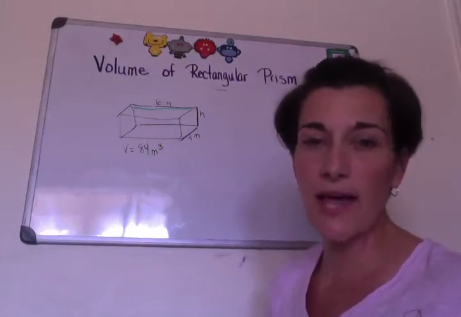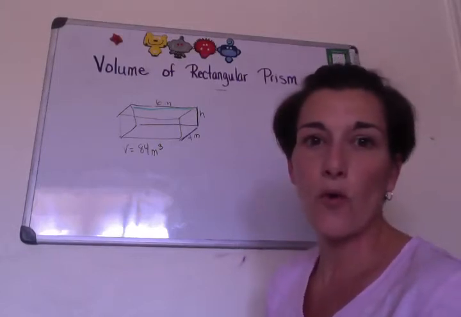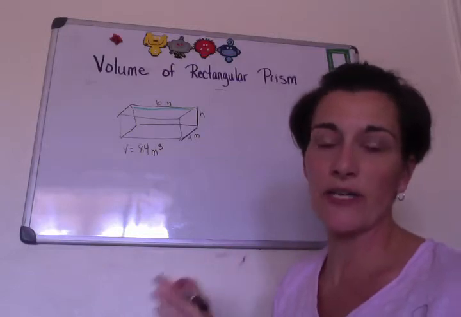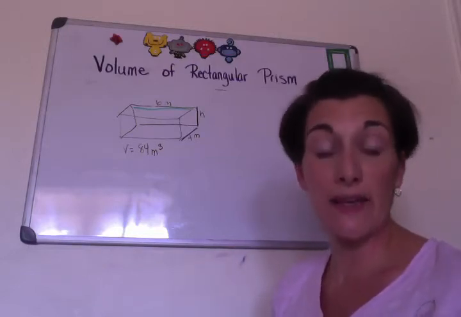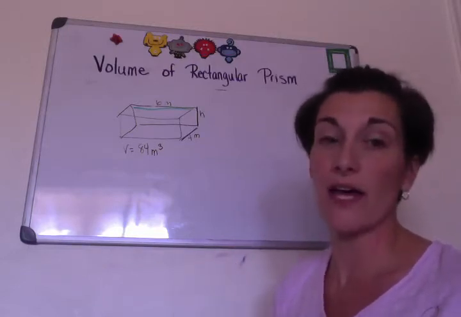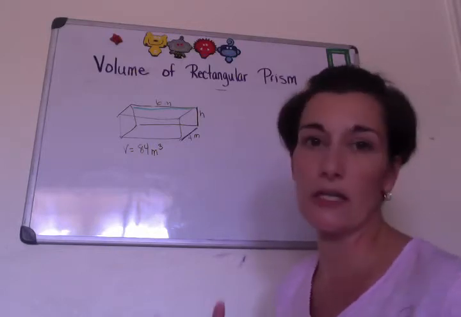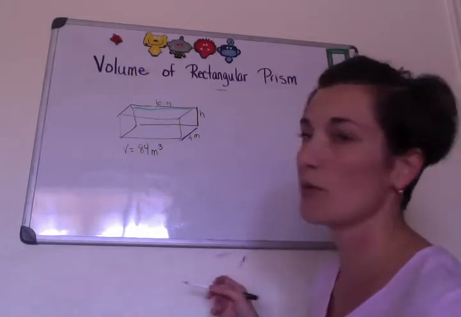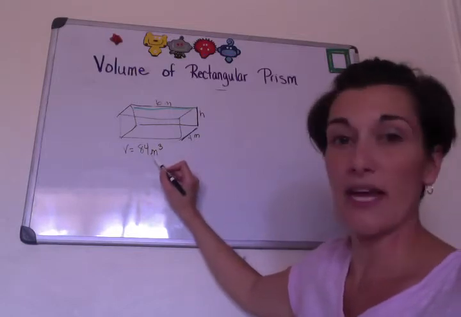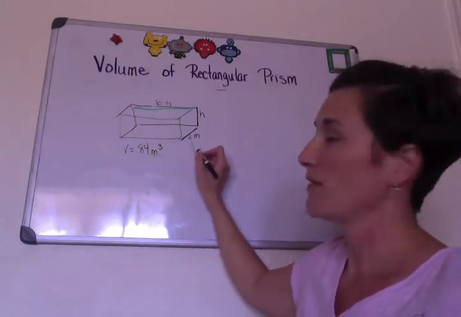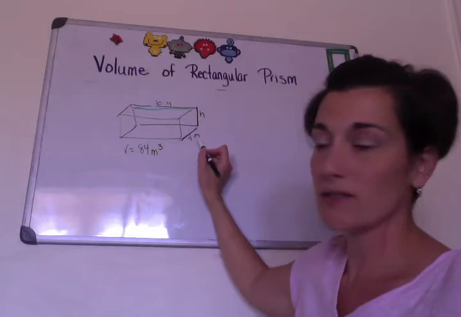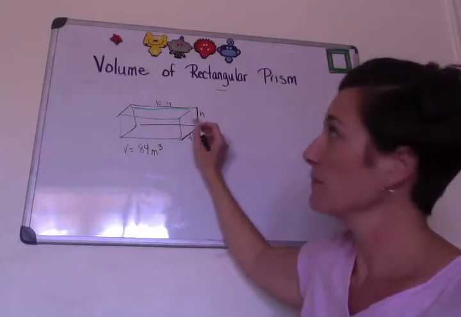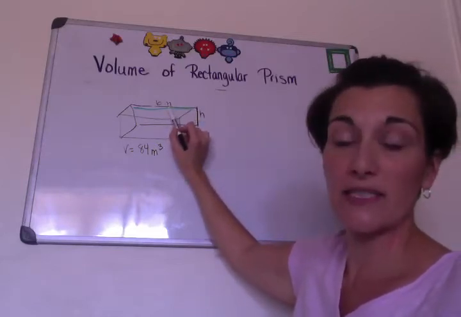All right, guys, so this is a problem that I've set up for volume of a rectangular prism, but what happens if they give you the volume and they're asking you to find that dimension? So what I drew over here, it's a fish tank, something rectangular prism. They've given me a volume of 84 meters cubed. They've given me a length of 4 meters. I have an unknown height, and then I have a length of 6 meters.